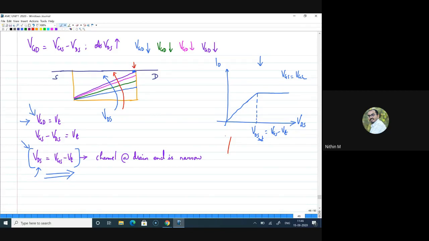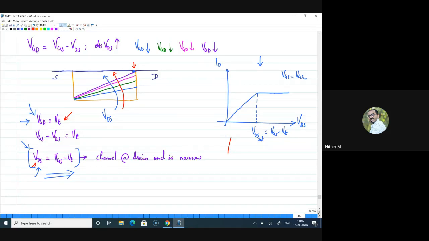From that, I have written what VGD is. VGD is VGS minus VDS. If you look at the shape of the channel, it is getting tapered because of the application of VDS voltage. All this has happened because of the application of VDS. Now, what is that VDS value? We have got the value of VDS: VDS is equal to VGS minus VT. So we have stated that at VDS equal to VGS minus VT, the channel at the drain end is narrow.